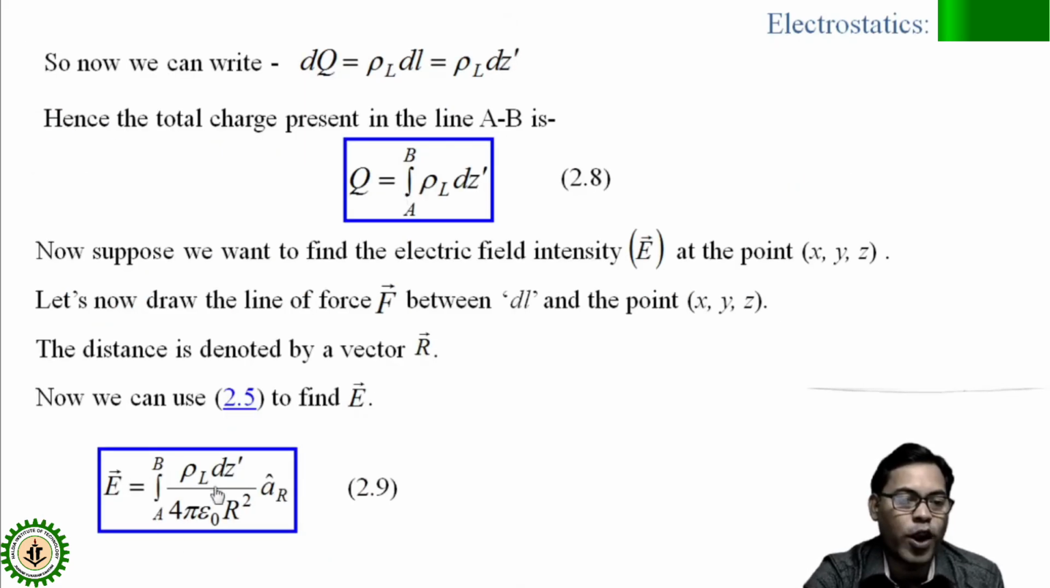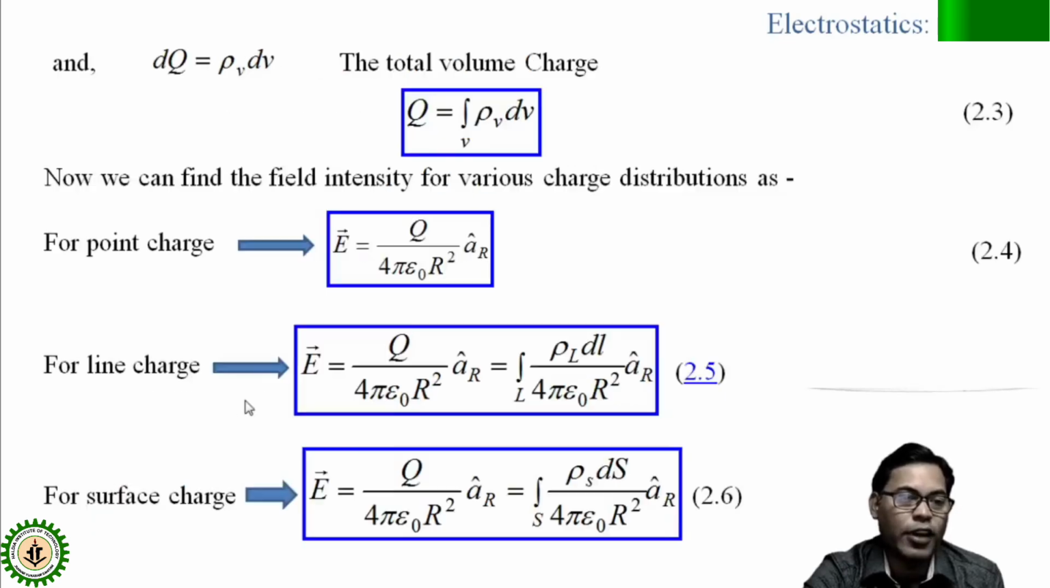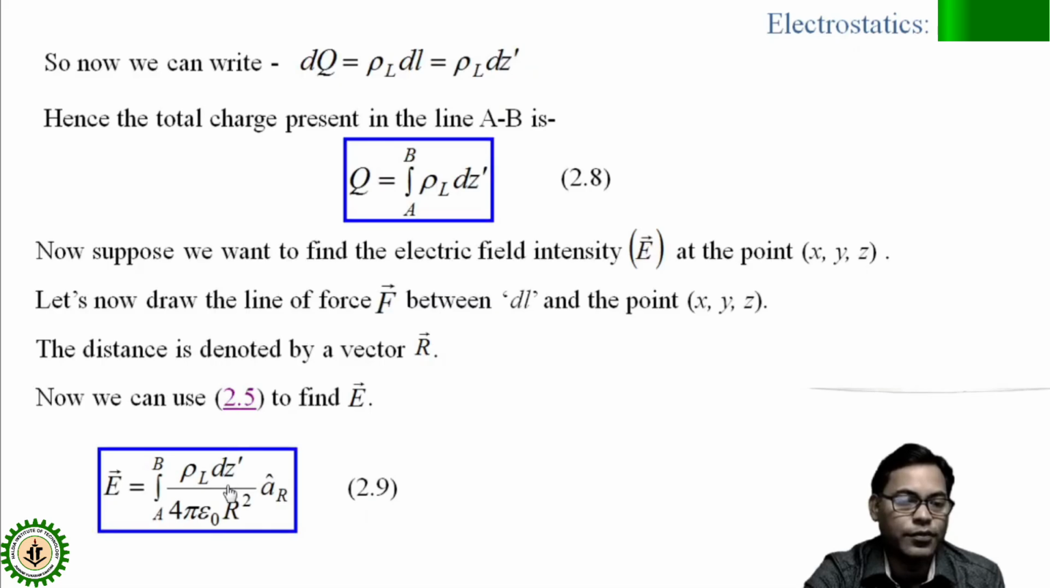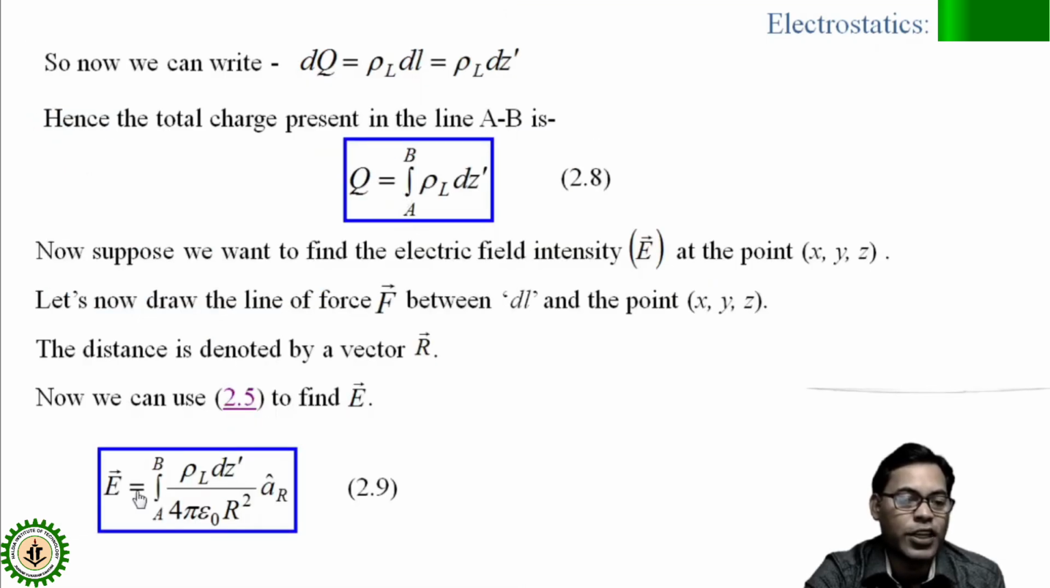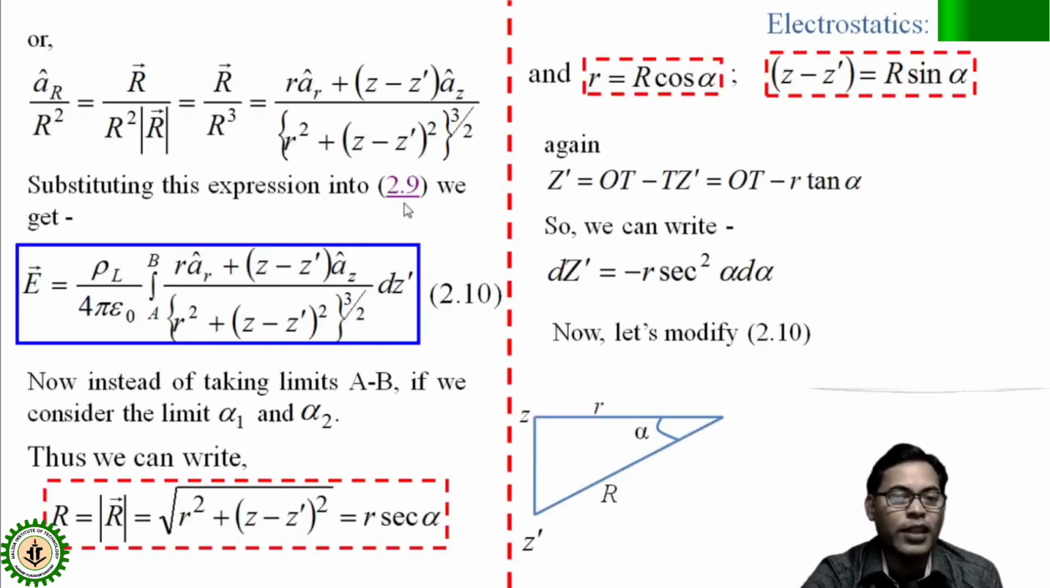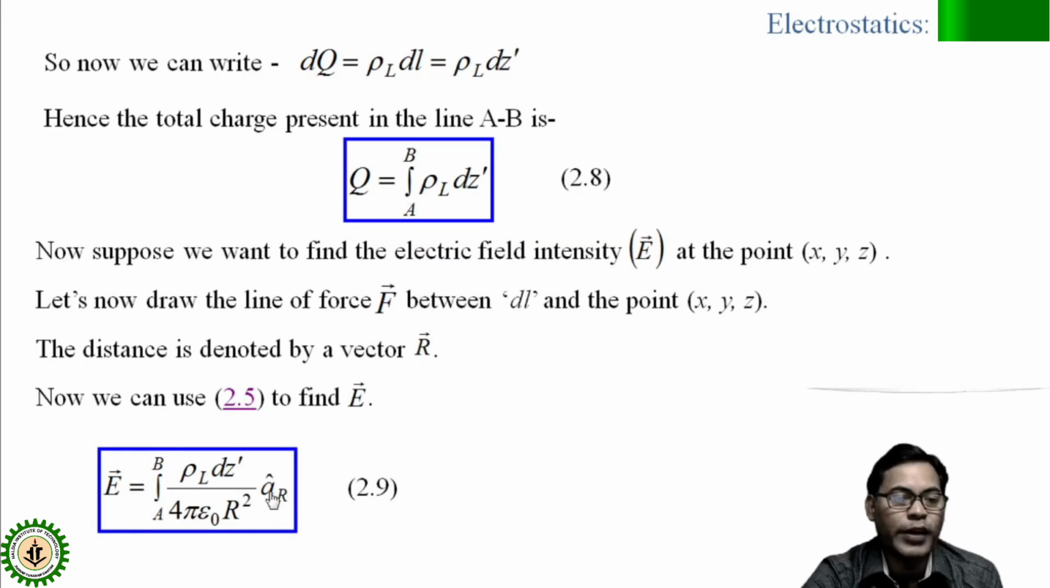Now we are going to substitute this expression into the equation 2.9. Here you can see the 2.9. So this AR by r square is replaced by the expression which we have calculated. So we will get E equals integration from a to b of rho l by 4 pi epsilon naught, and AR by r square will be replaced by the expression here.